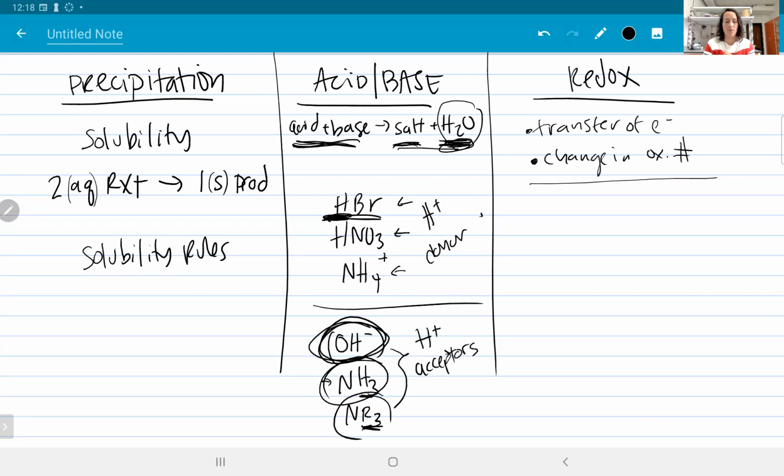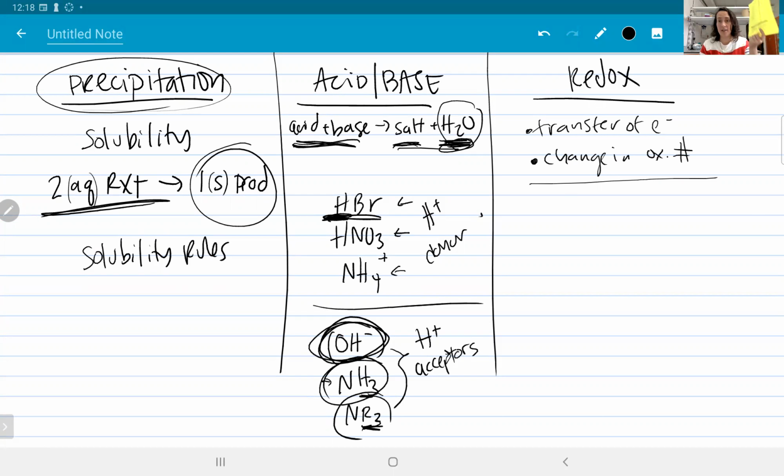So just to recap, precipitation reactions, you're going to see a solid in the product that came from two aqueous species. You also could check yourself if you have time and look at the solubility rules and see, is that solid product one of the insoluble compounds on your solubility rules?